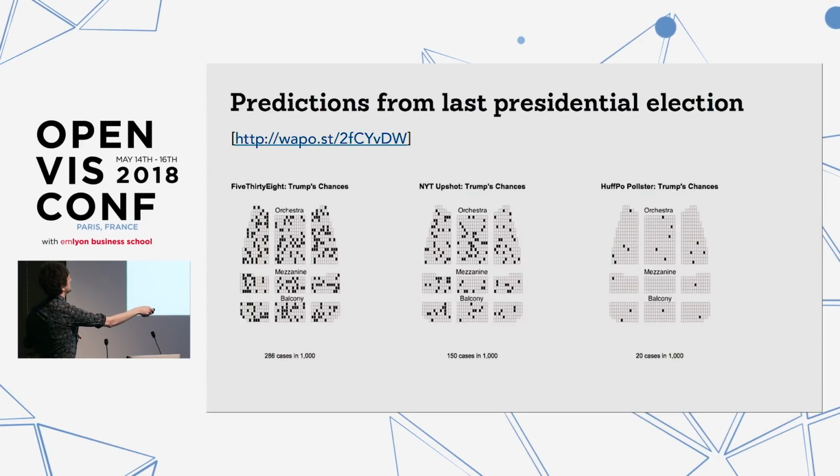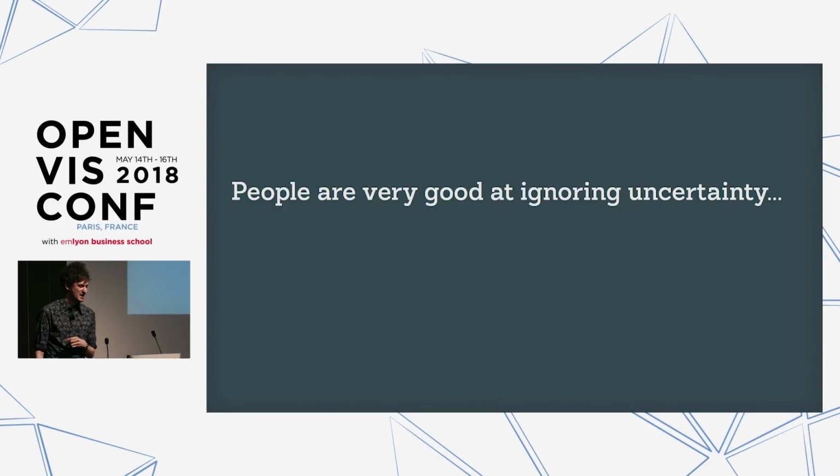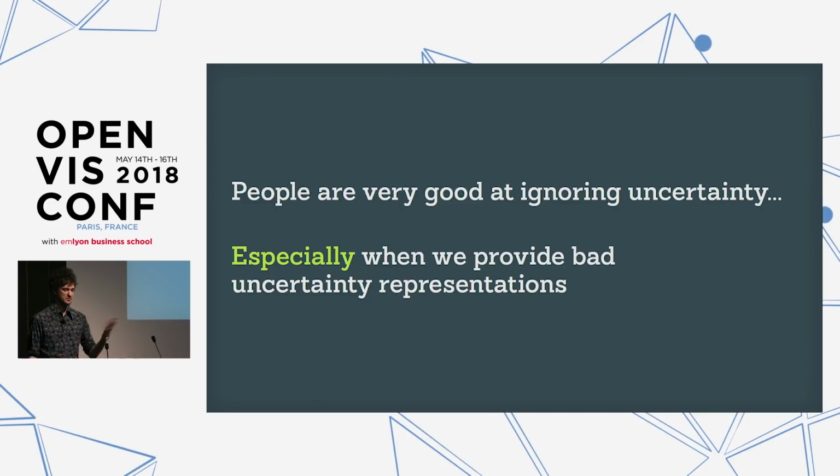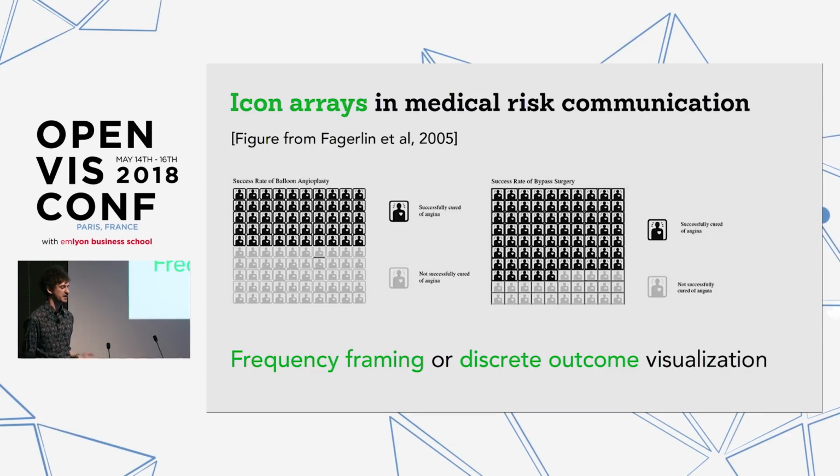Maybe over here, the Huffington Post might not be doing too great. So people are very good at ignoring uncertainty, and especially when we provide bad uncertainty representations. The flip side of that is there are actually some good uncertainty representations. So risk communication theaters are just an example of icon arrays. These have been studied extensively in the medical risk communication literature.